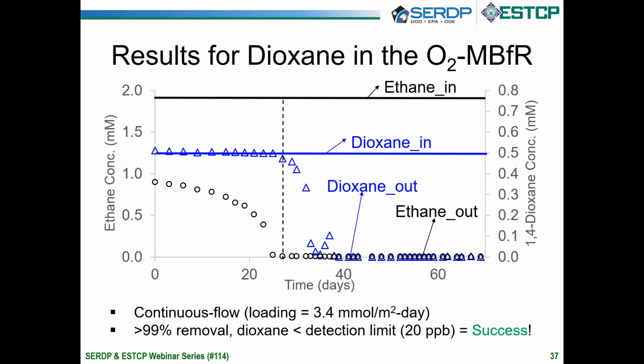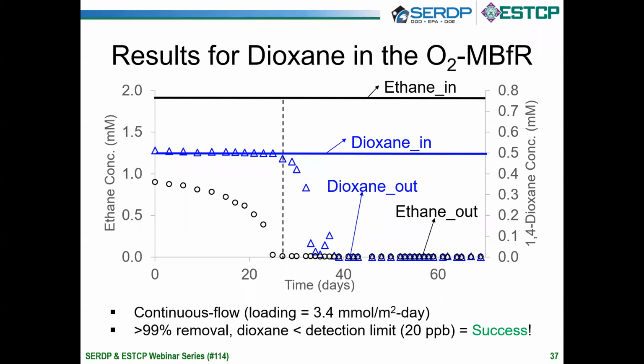And so we did a lot of experiments. Here is one good illustrative experiment. We inoculated the MBfR and started delivering ethane and dioxane. You can see the ethane concentration was just under 2 micromolar, and the dioxane concentration was about half a millimolar. Those are, of course, the solid lines going across the top.